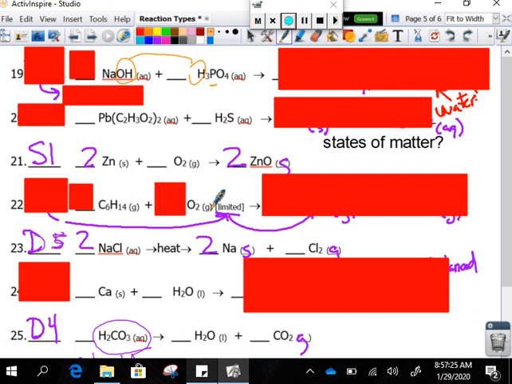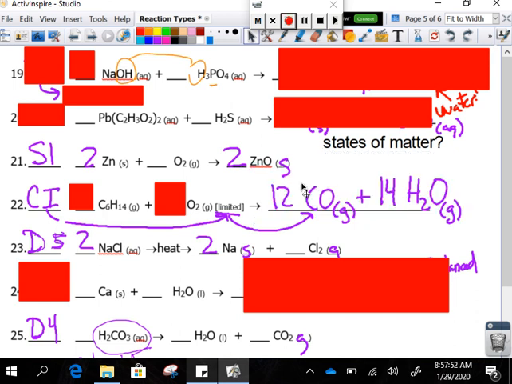Same thing's true with the products. The products are both being made simultaneously, so you could write them in either order. You could put the water first or the water second. So this combustion reaction says that there is a limited supply of oxygen. So that means we're not going to burn very well. We're going to have incomplete combustion. And so if the combustion is incomplete, we're going to make carbon monoxide and water.